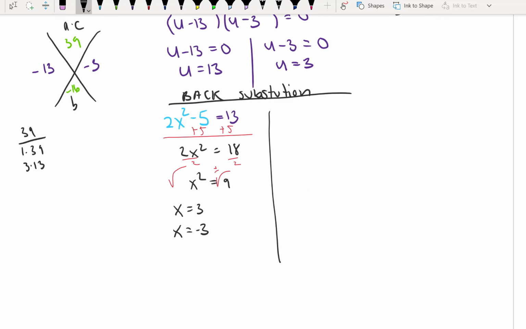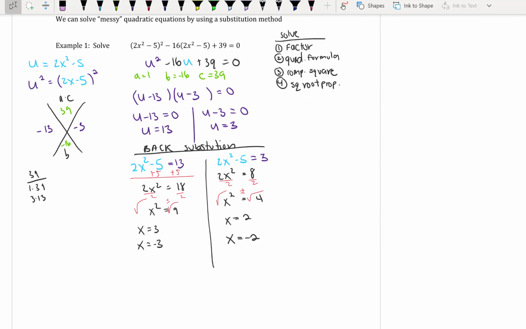Now I'm going to do the same thing with U equal to 3. Remember that U represents 2x squared minus 5, and it's equal to a positive 3. So 2x squared is equal to 5 plus 3, which is 8, and I divide by 2 on both sides, so that x squared is equal to 4. I can square root both sides, so that x is equal to a positive 2 and x is equal to a negative 2, since the square root of 4 is 2.